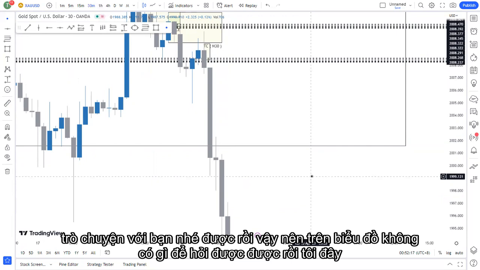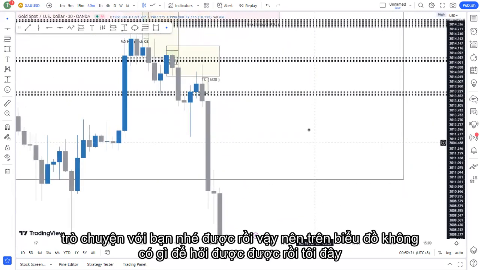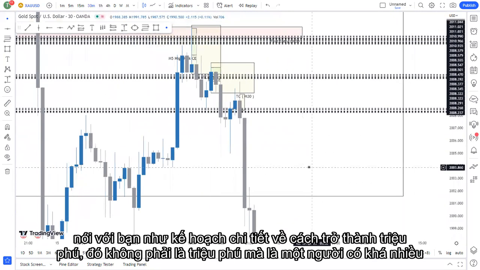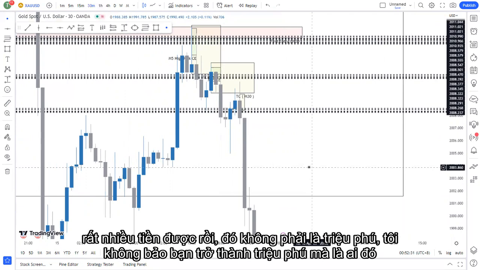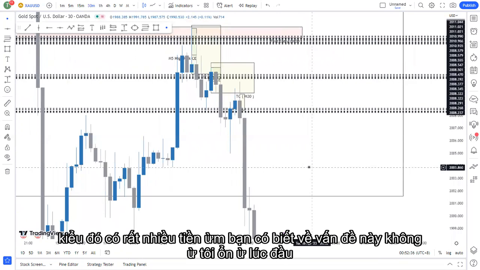So on the chart there is nothing to ask, okay? I'm telling you the blueprint on how to be, not a millionaire, but someone that has quite a lot of money. I'm not telling you to be a millionaire, but someone that has a lot of money. Do you know about the prop firm? Yeah, I do.